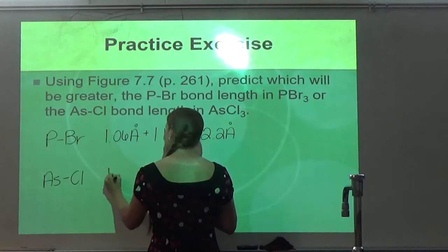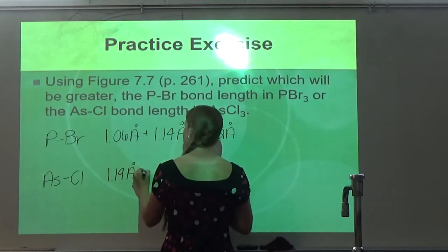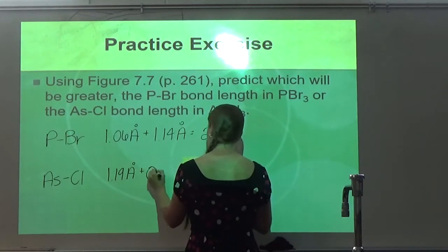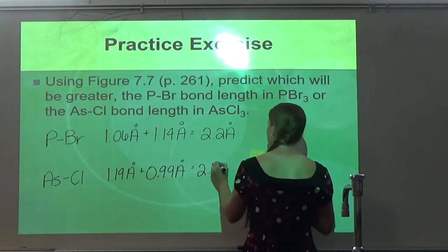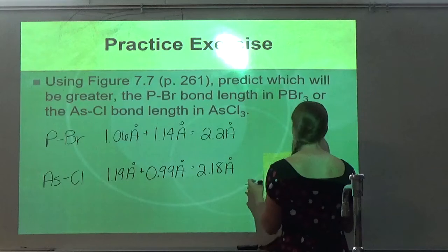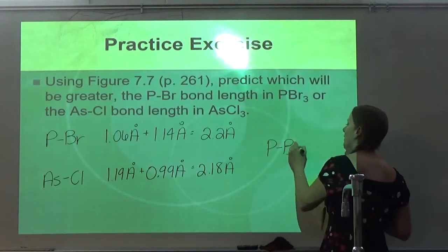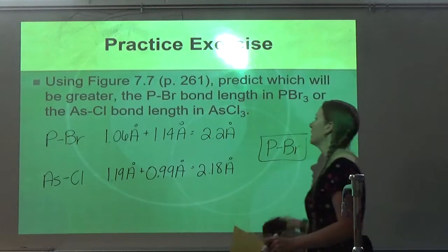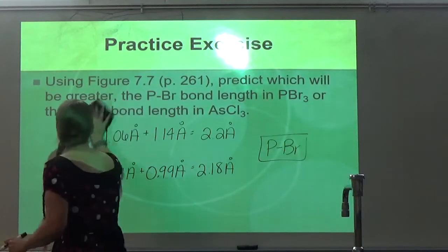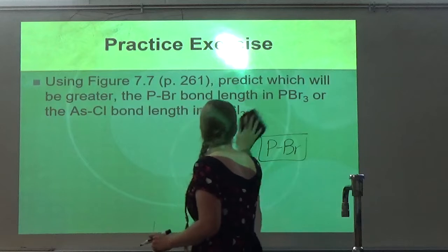So As is 1.19 angstroms, and Cl is 1.99 angstroms. So I get 2.18 angstroms. So which is the greater bond? PBr would be the larger bond, because of course it has the higher number associated with it. Okay, and of course you don't need to memorize any of these radii.